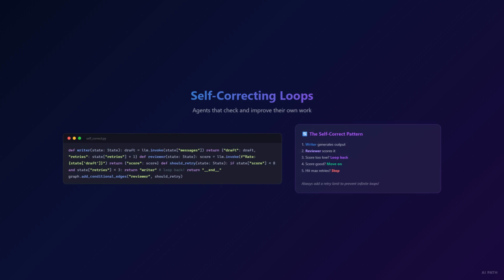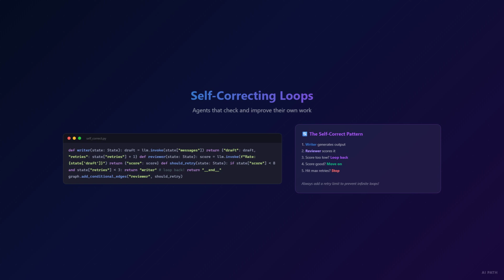Now let's build a self-correcting agent. This is one of the most powerful patterns in LangGraph. The idea is simple: the agent does something, then checks its own work. If the result is good, move on. If it's not good enough, go back and try again.